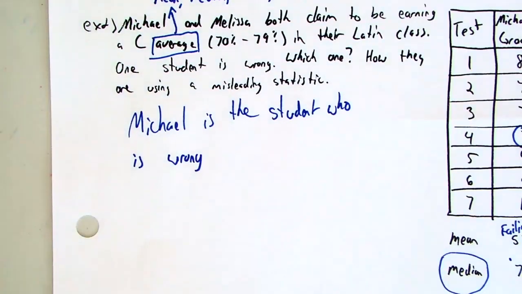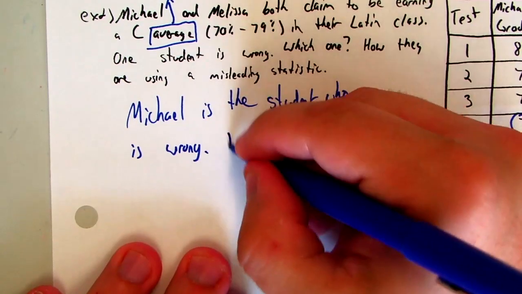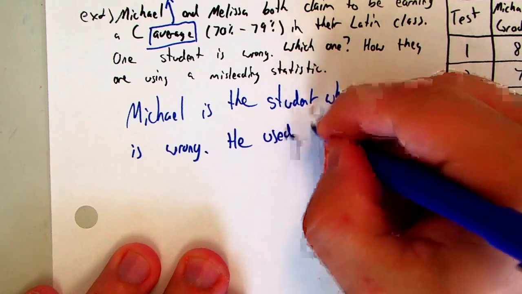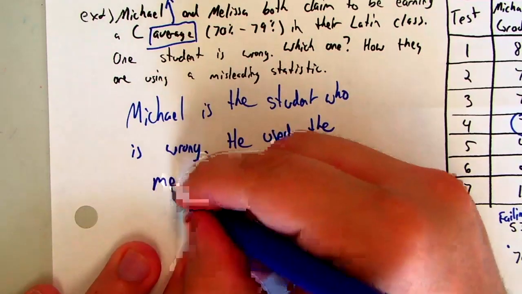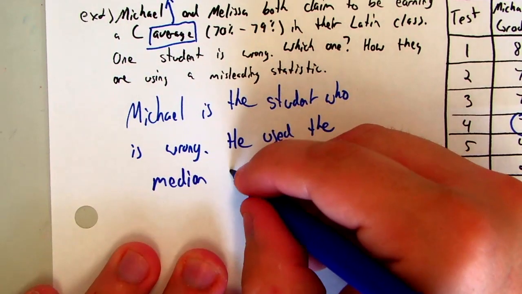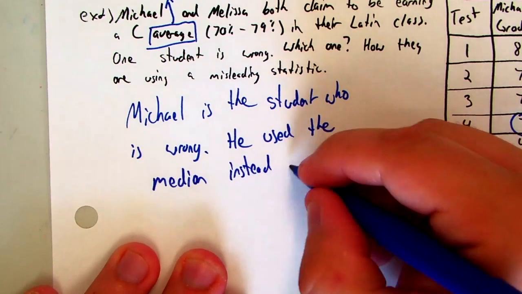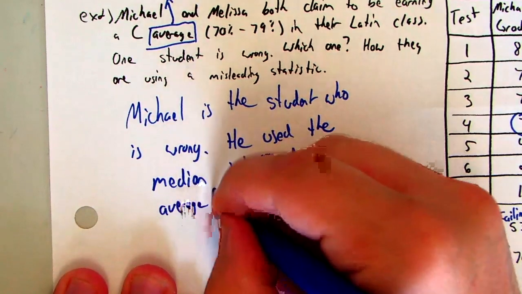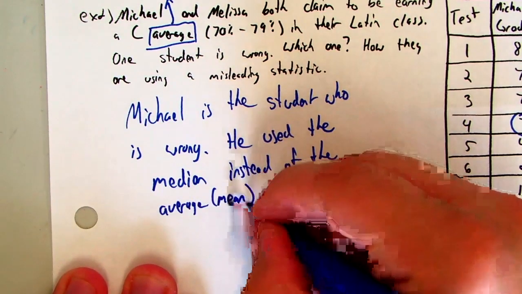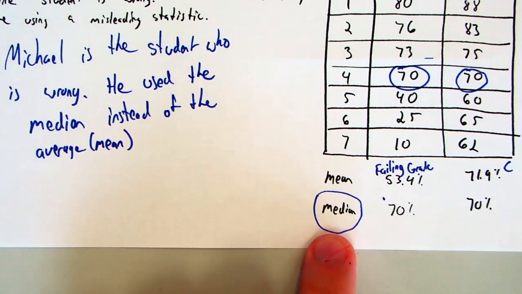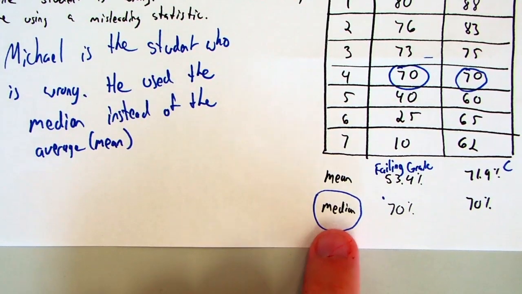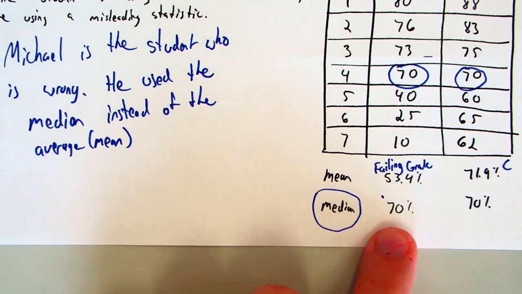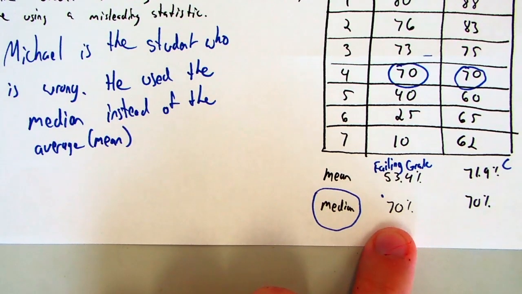Michael is the one that is wrong because he used the median instead of the average or mean. He still used a statistical value that represents a center. He still did what was correct.